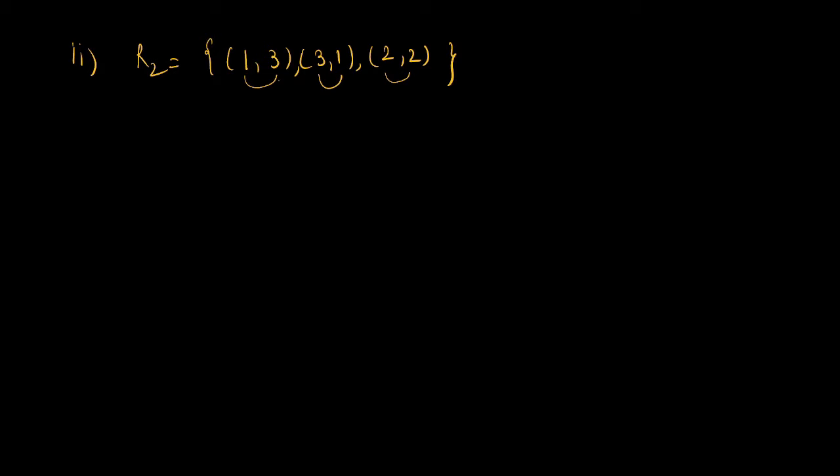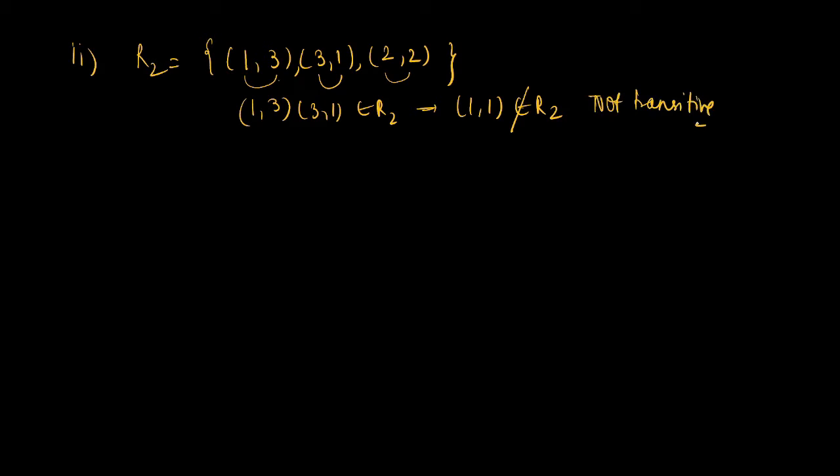Now I will check for transitivity. It should not be transitive. Suppose I am taking the ordered pairs (1,3) and (3,1), which belong to R2. Does the ordered pair (1,1) belong to R2? No, it does not belong to R2. So this implies it is not transitive. So I can say that my relation R2 is symmetric, but it is neither reflexive nor transitive.